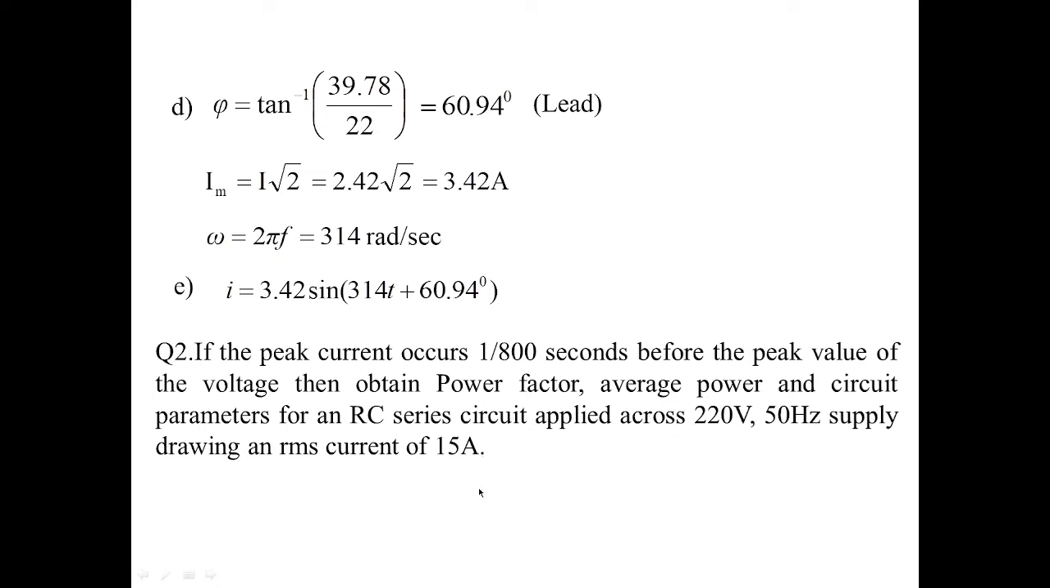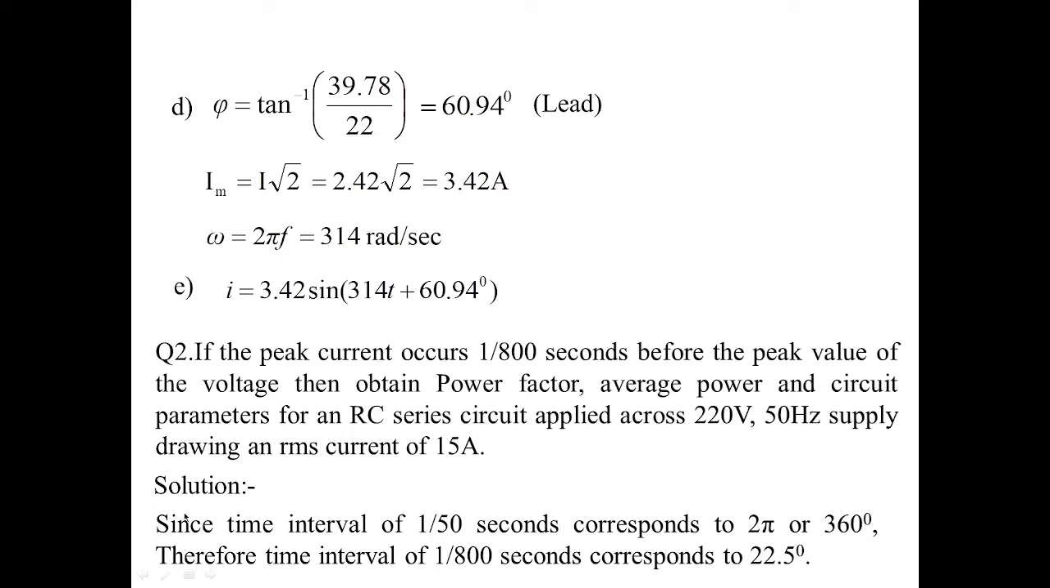So the voltage, current, and frequency values are given. We need to calculate power factor, average power, and other circuit parameters with the condition that the peak current occurs 1 by 800 seconds before the peak value of the voltage. So this is the main condition given to us, and the parameters given to us are voltage, current, and frequency, and we need to estimate the power factor and average power. So how do we do that?